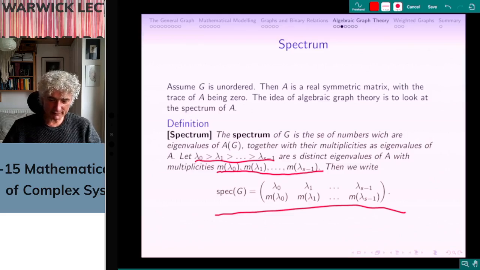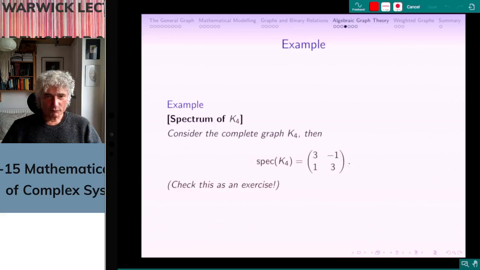So you have here a scheme where in the top row you write down the eigenvalues, and then in the lower row you write down their multiplicities. Here I have an example. This is the spectrum of K4, and it turns out to be like this. And this you should check yourself as an exercise.